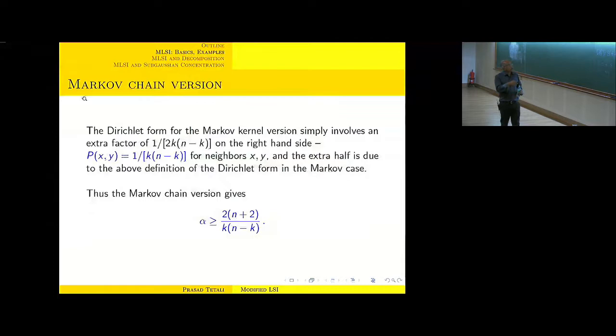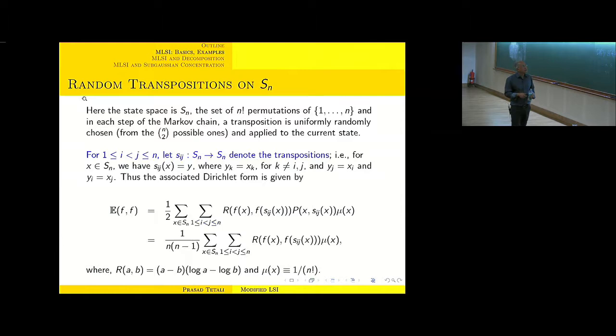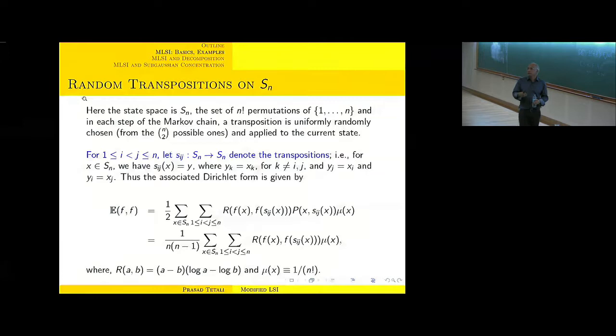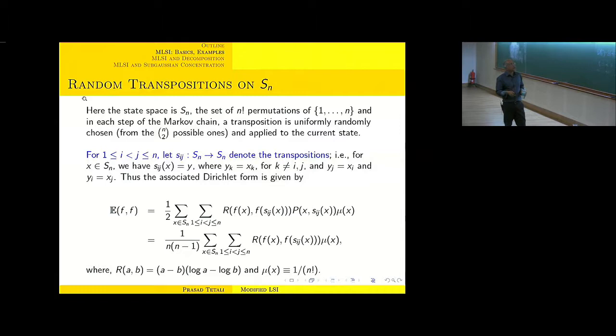But the proof for the next one, which is the classical transpositions of cards, has some nice elements that people have used in other proofs. So for that reason, I want to go through this proof. New example: you're on S_n, so you have n factorial cards, and the shuffle is what you would do with your three-year-old. Left hand picks a card, right hand picks another card, and swap. With 1 over n choose 2 probability, or 1 over n squared if you want to allow picking the same.